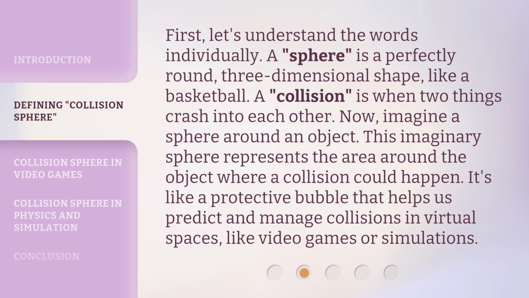Now, imagine a sphere around an object. This imaginary sphere represents the area around the object where a collision could happen. It's like a protective bubble that helps us predict and manage collisions in virtual spaces, like video games or simulations.